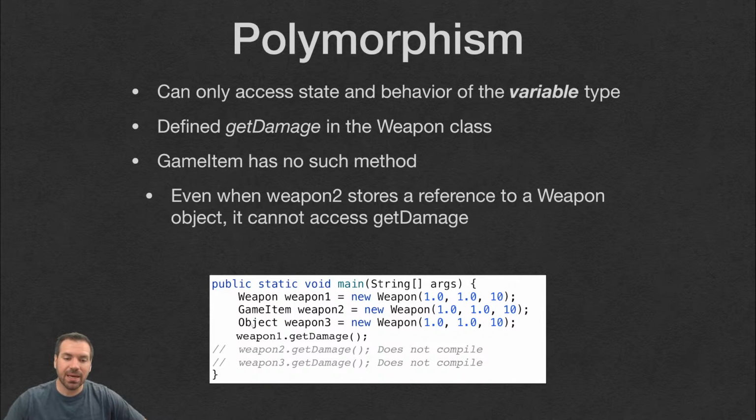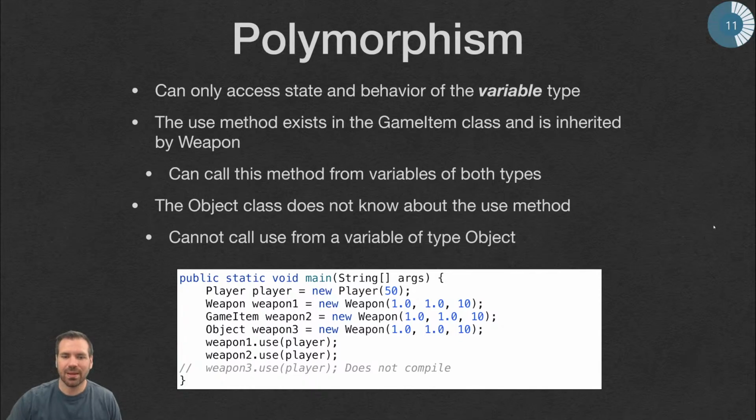So this is a pretty big downside. The variable type restricts what we can do because we're restricted to whatever's known to the variable type. Kind of a big downside. Very important to know this interaction.